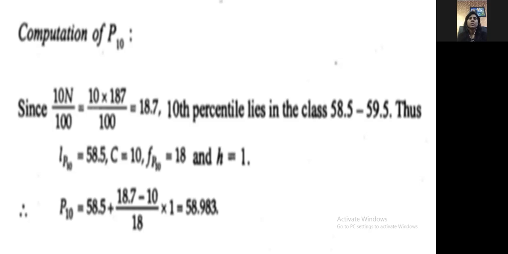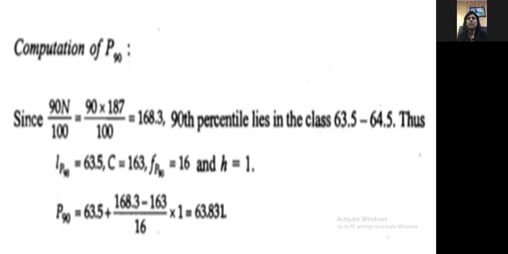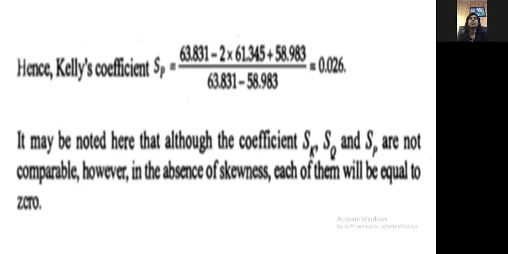Let's understand how to calculate the other percentiles. Now P90. For P90, we multiply 90 by N and divide by 100. Using the same method, we get the lower limit of P90 as 63.5, and C is 163. This can all be understood from the table we are using to calculate the coefficient of skewness. We will match all these values, find where they are written and how they are related, so you will have a better understanding when you see the table along with this. The value of P90 is 63.831.